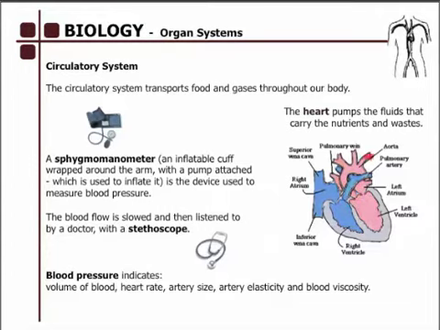We have our inflatable cuff that is wrapped around our arm. It's a device used to measure blood pressure, and the blood flow is slowed and then listened to by a doctor using a stethoscope. Blood pressure indicates volume of blood, heart rate, artery size, artery elasticity, and blood viscosity. So that's why your blood pressure is pretty important.